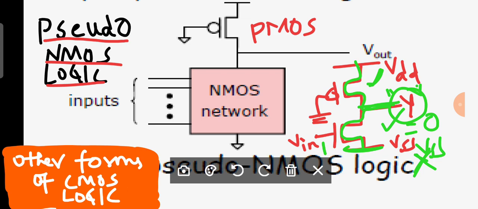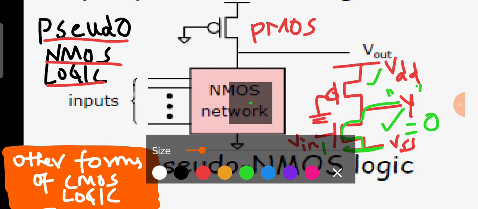And a very dangerous thing here is, when Vin is equal to 1, you can observe one more time.